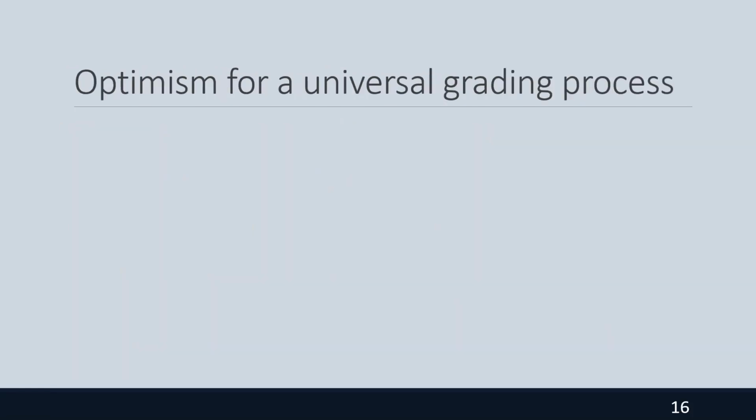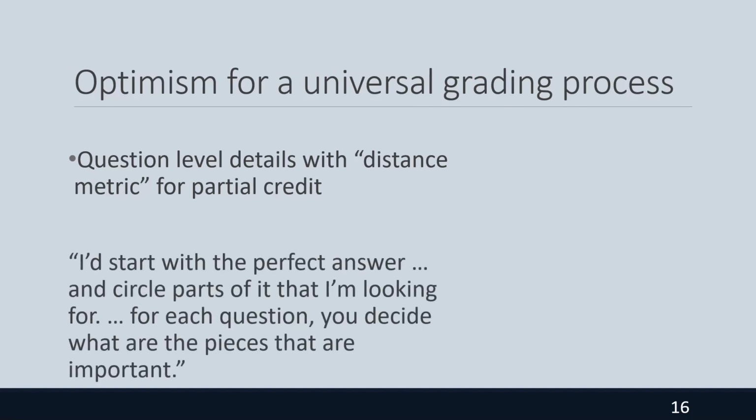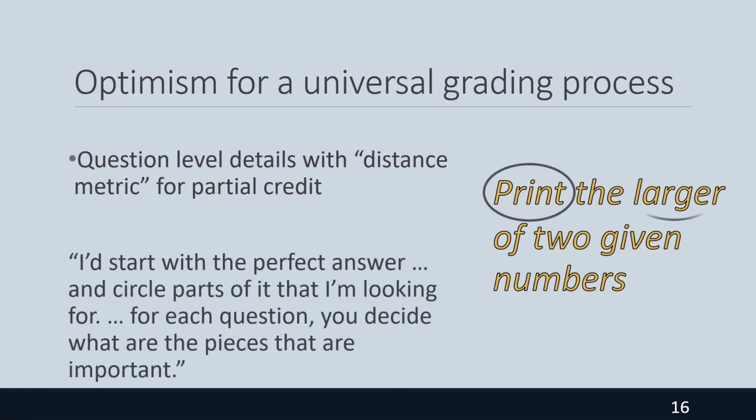Our discussions gave us optimism that a universal grading rubric may be possible for EIPE questions. Particularly, these rubrics would be somewhat based on question-level details, with some agreed upon distance metric from golden answers for partial credit. This idea is exemplified in the following quote. "I start with the perfect answer and circle parts of it that I'm looking for. For each question, you decide what are the pieces that are important." We'll leave you to the paper for a larger discussion of this idea, but we're optimistic that if we can decide upon a universal way to handle partial credit off of correct answers, grading these can be standardized.